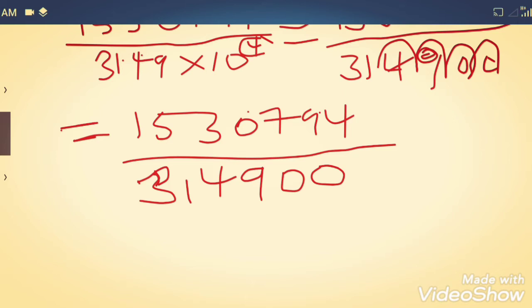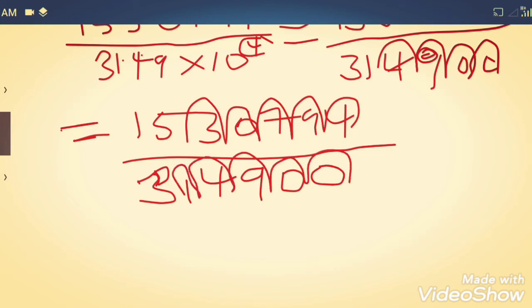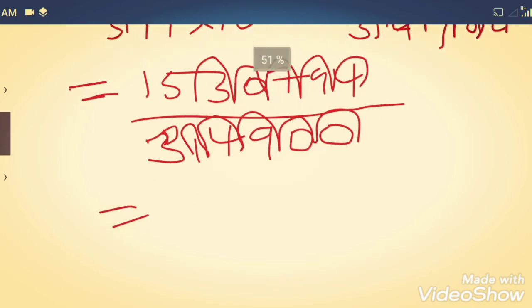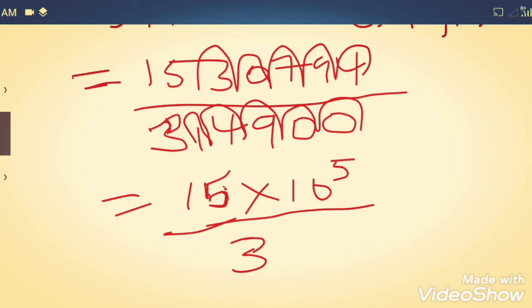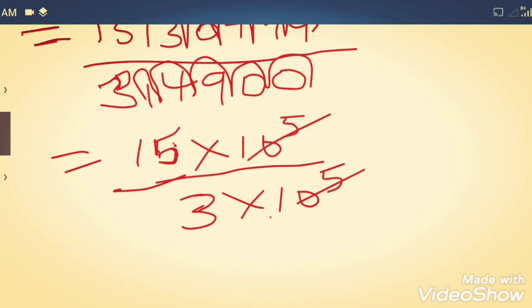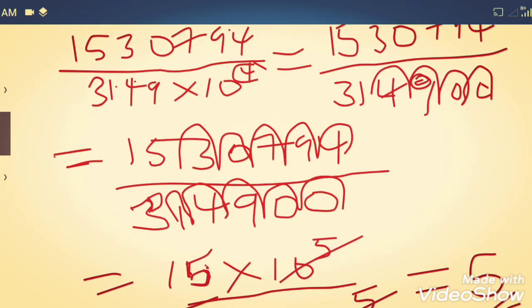Now the next thing to do is pick out, let's say we go 1 2 3 4 5. You do the same downstairs, 1 2 3 4 5. So now what you have is approximately 15 times 10 raised to power 5 over 3 times 10 raised to power 5. Now this will cancel this. 15 divided by 3, you're going to get 5. So this is more or less a shortcut to this.